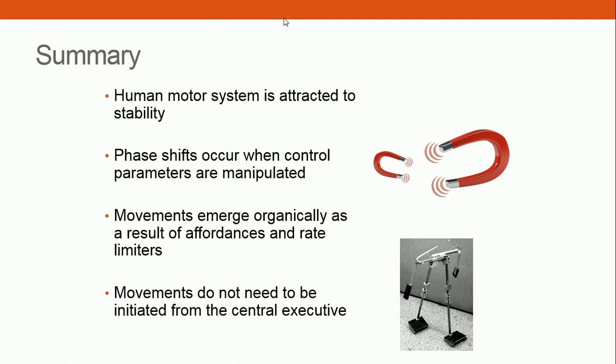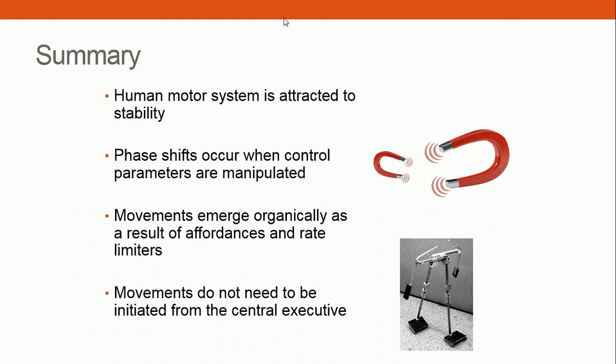And so then the last thing, the key point that I've already kind of hit on here, is that these movements don't need to be initiated from the central executive. There are a lot of movements that we do that are not likely operated from any type of motor program. They are emergent. They happen just because that's the most efficient way for our bodies to do that.